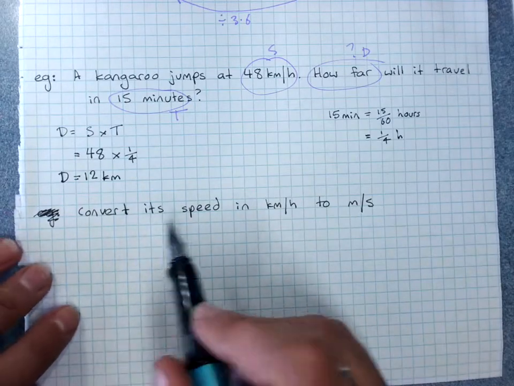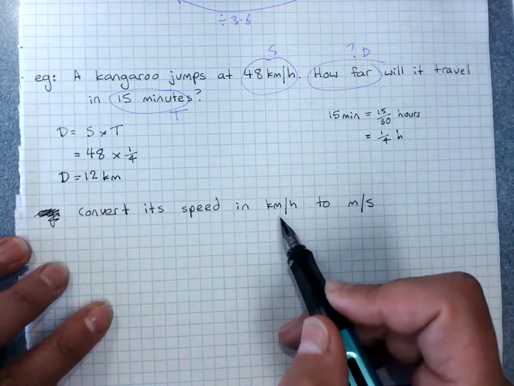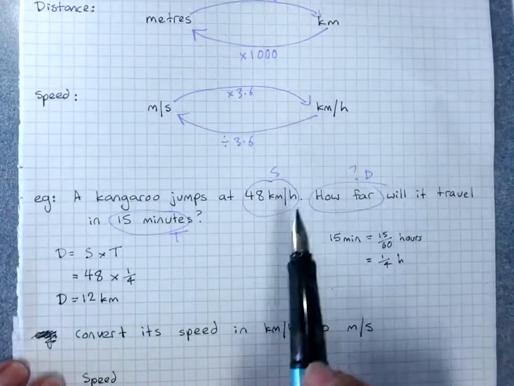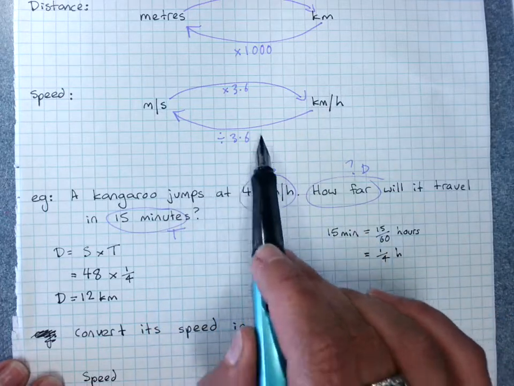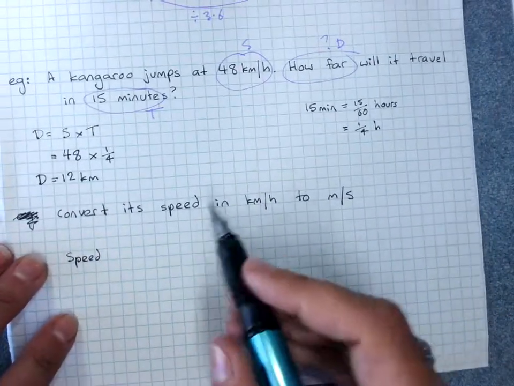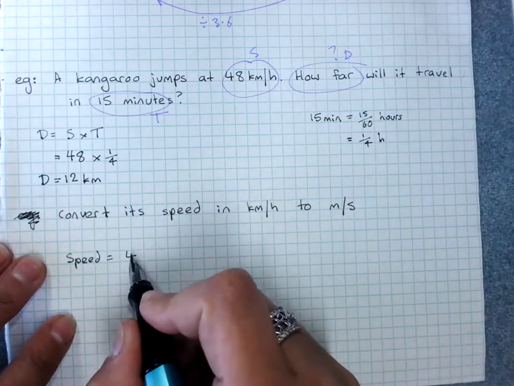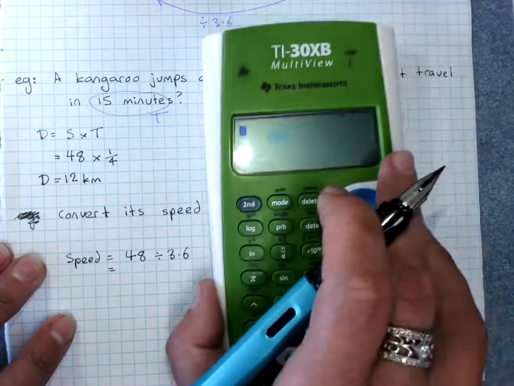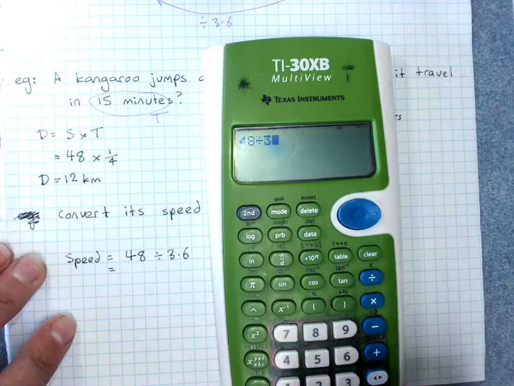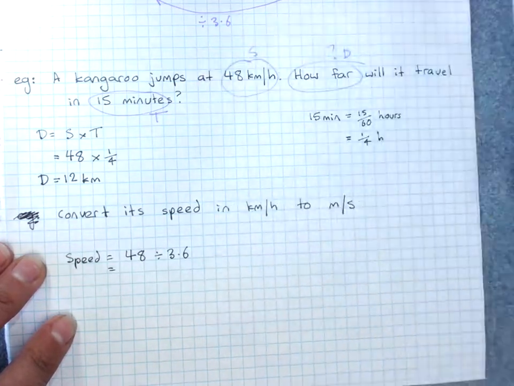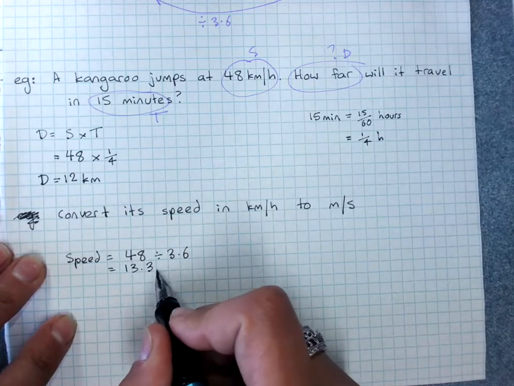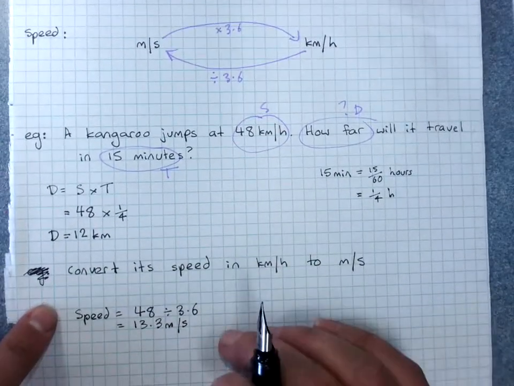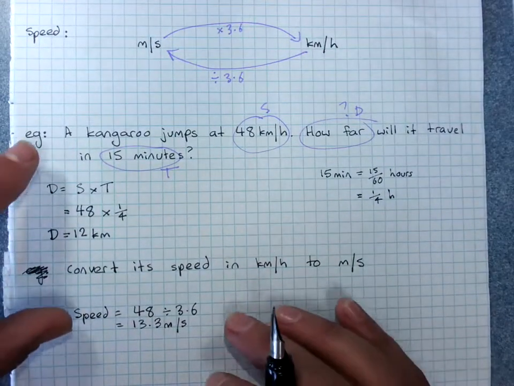If we wanted to find its speed in meters per second instead of kilometers per hour, that's a conversion of speed. And to go from kilometers per hour to meters per second, we divide by 3.6. So it's speed of 48 divided by 3.6, which is 13.3 meters per second. So that's just how we convert between the speeds. Or of course you can use an online converter like Google, which will work your answer out as well.